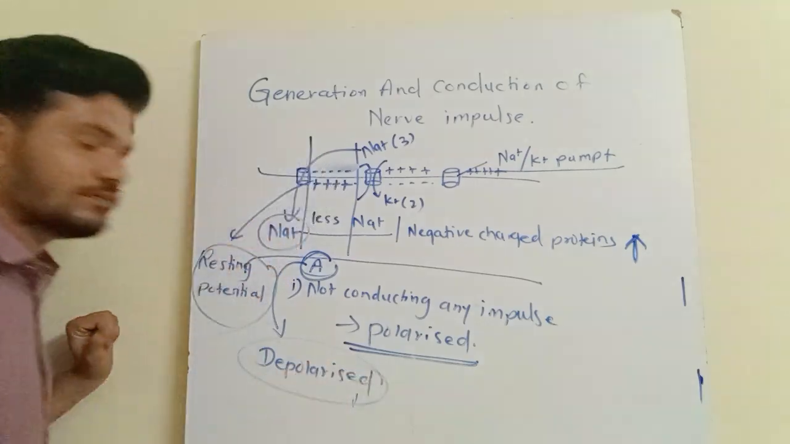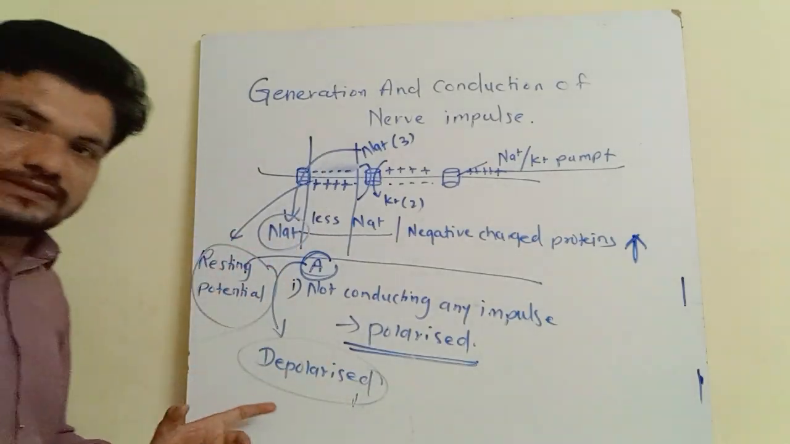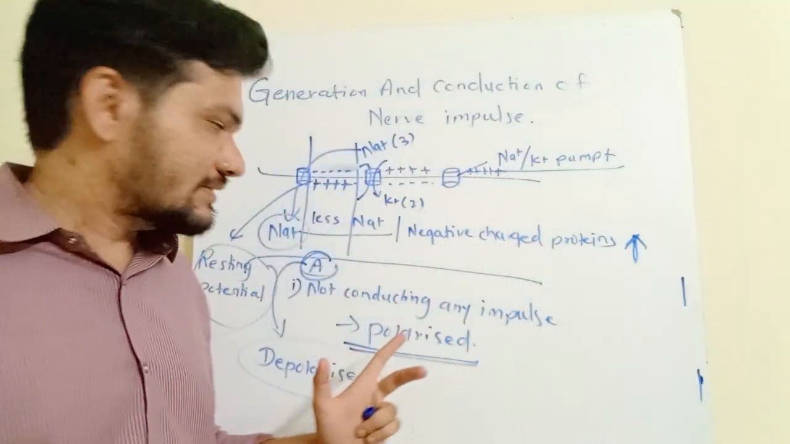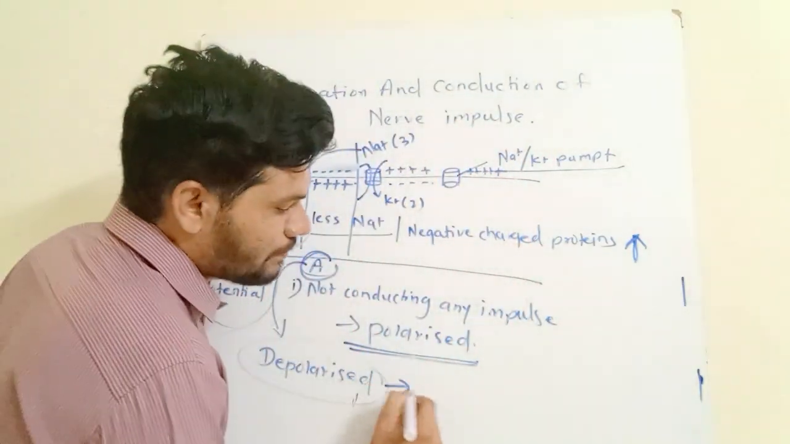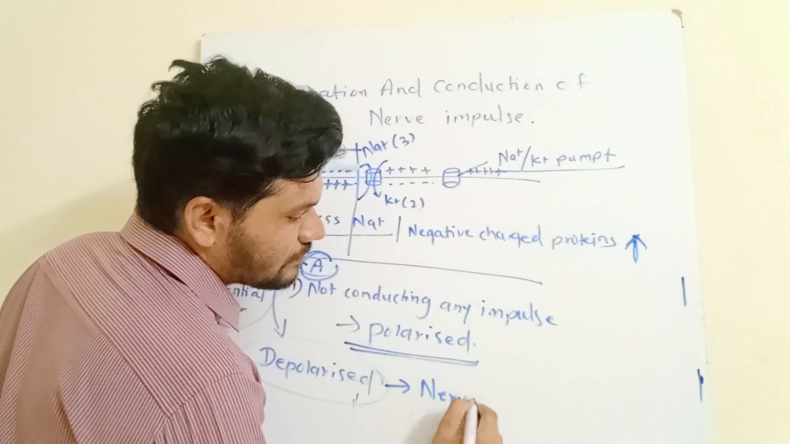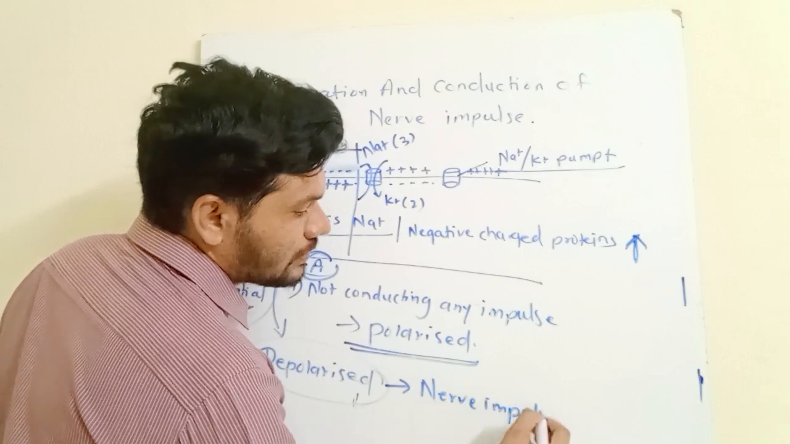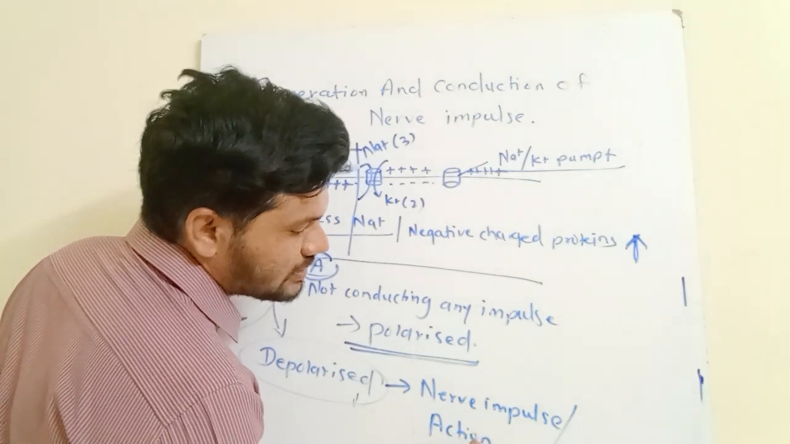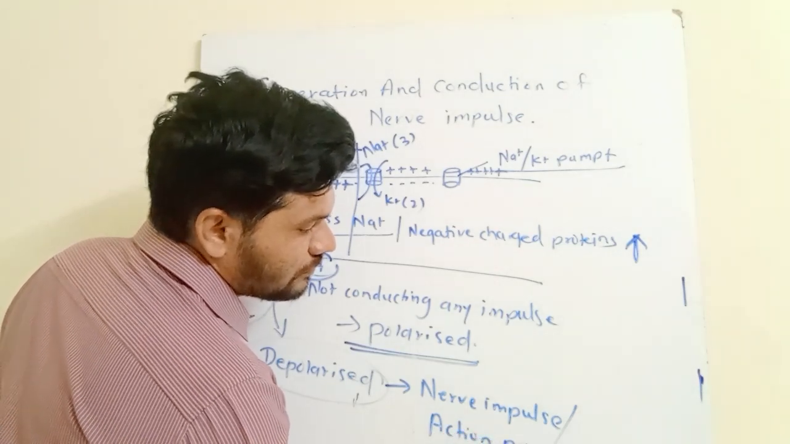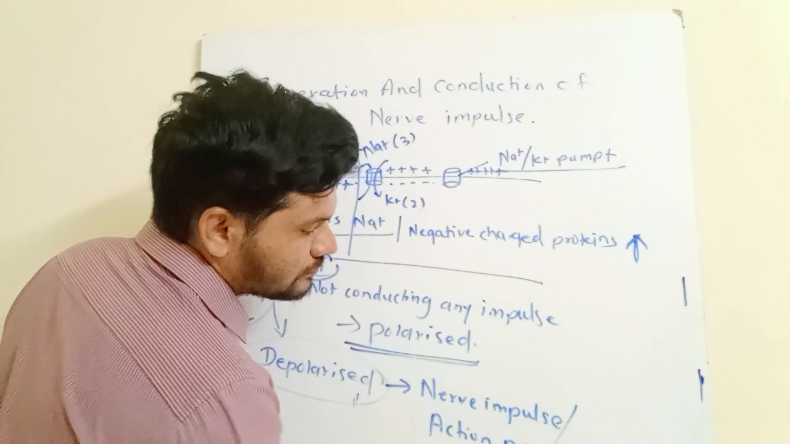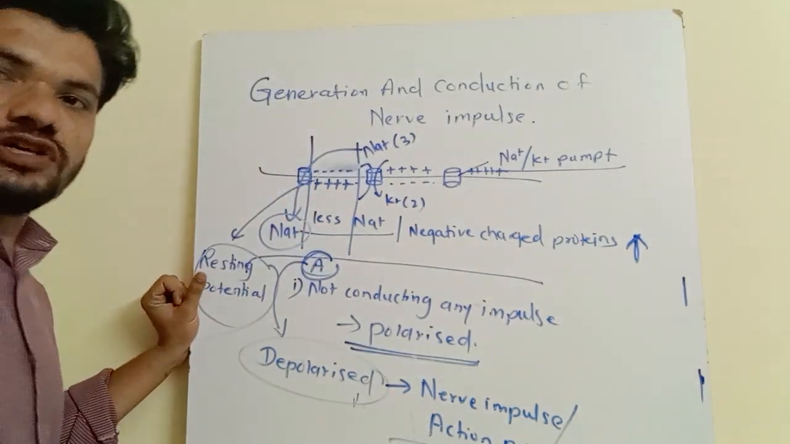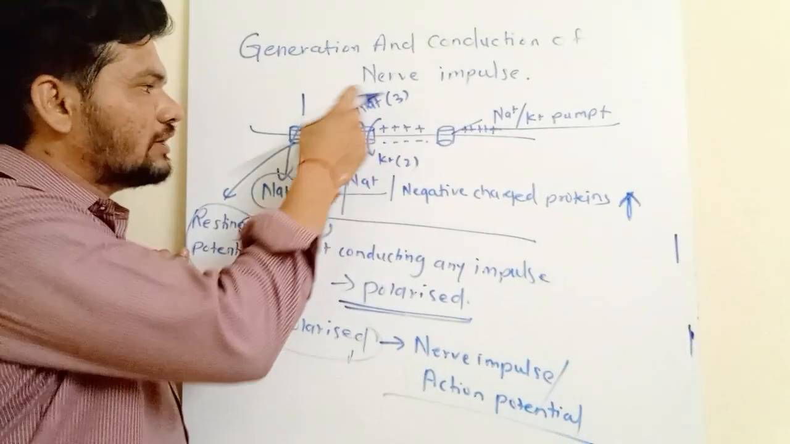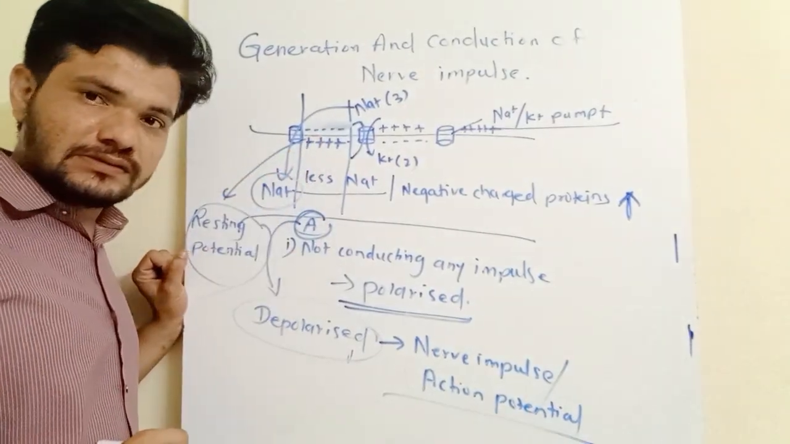Depolarized. And this depolarized site has the nerve impulse. This is known as the nerve impulse, or also has another name, action potential. This is action potential where action is going on. This is action potential at site A because of the influx of Na plus ions.